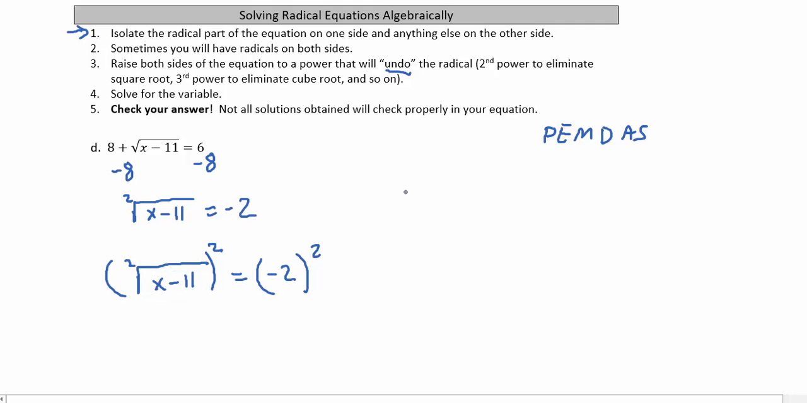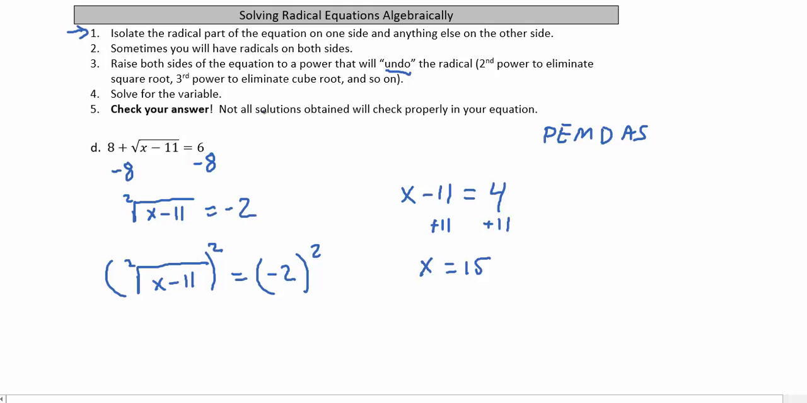So I'm going to copy down my radicand, x minus 11, and on the right-hand side, negative 2 squared means negative 2 times negative 2, which gives me positive 4. And I'll finish solving by adding 11 to both sides of the equation. Negative 11 plus 11 is 0, so it simplifies out. We don't write add 0. 4 plus 11 is 15, so this is the result I get.